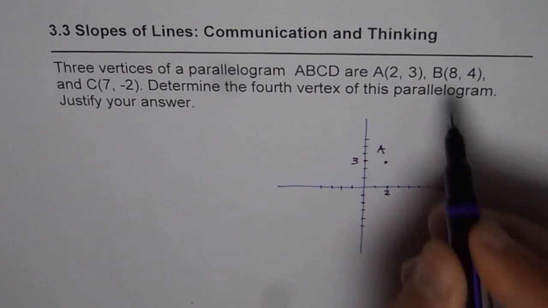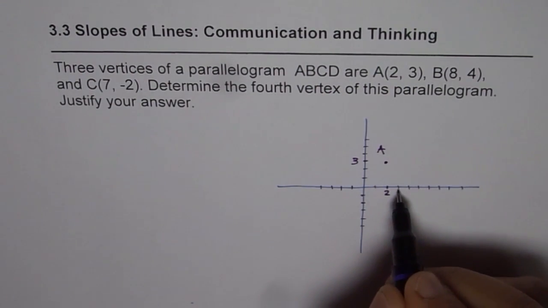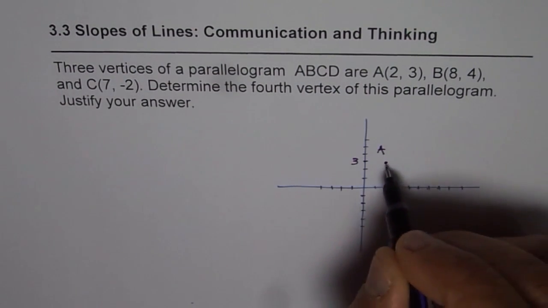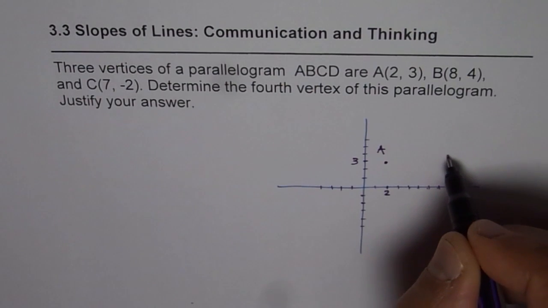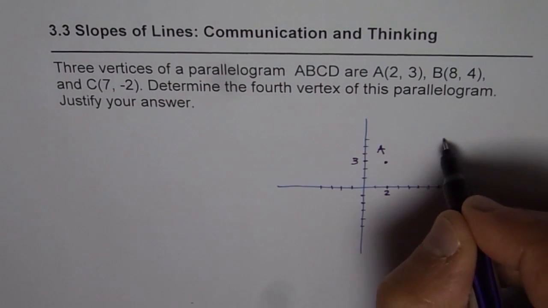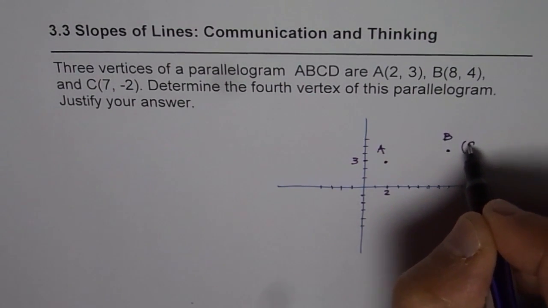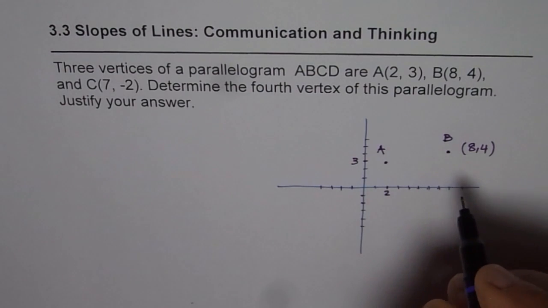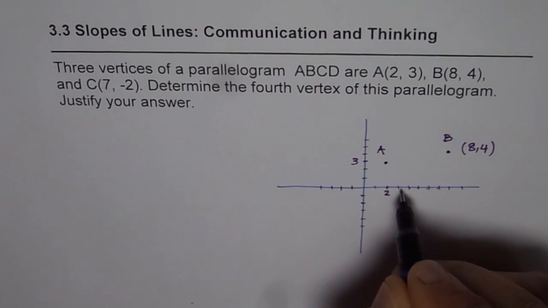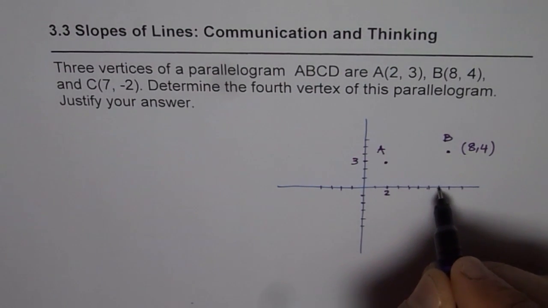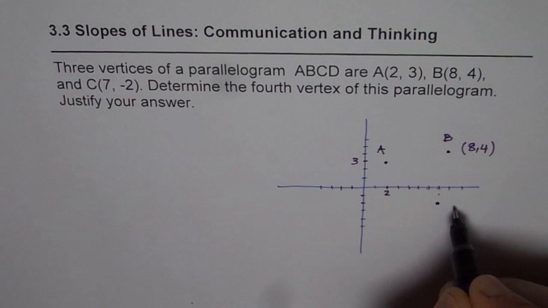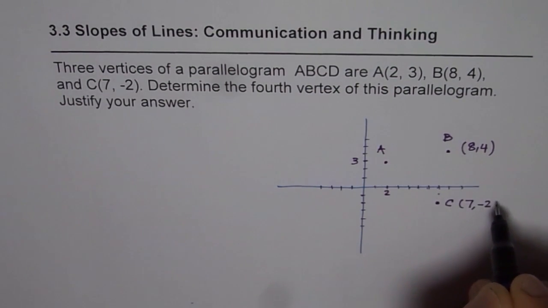The second one is B, which is (8, 4). So we get 2, 3, 4, 5, 6, 7, 8. And 4 is slightly over 3. So let's say this is B for us, which is (8, 4). C is (7, -2). So 2, 3, 4, 5, 6, 7. Minus 2 means 1, 2. So let's say this is C for us.